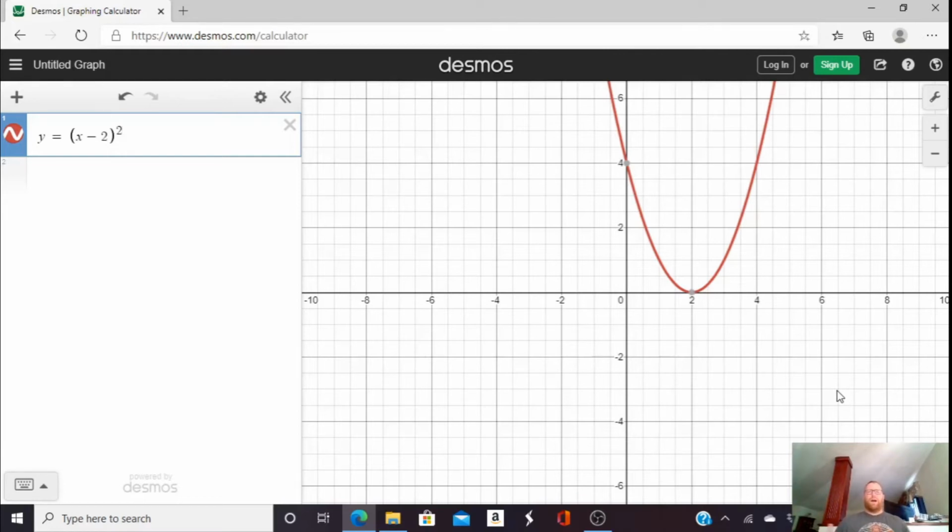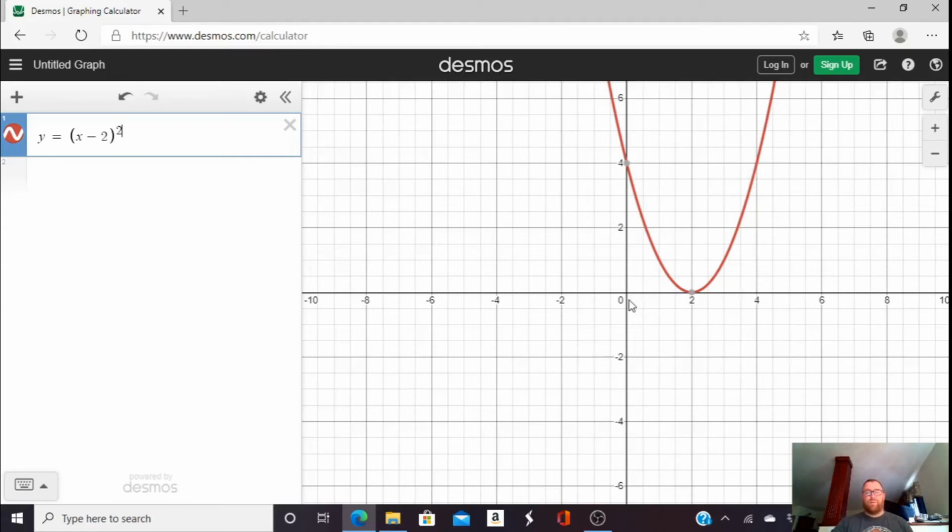Some people have a little hard time understanding why the vertex moves positively in the x direction if you're subtracting 2 from x. Well, let's think about it. If I start at this point, 2, then 2 minus 2 gives me 0, and 0 squared is 0, so the y point is going to be 0 here. If I start with 4, well, 4 minus 2 is 2, squared is 4, so it's going to give me that point there.